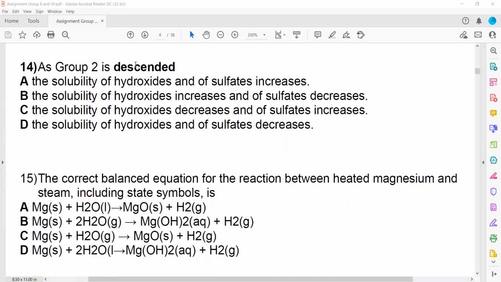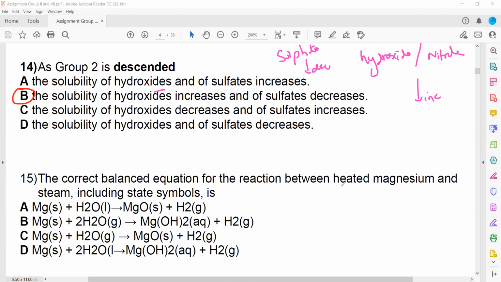Another question, question 14. As we go down group 2, what happens to solubility? Remember, the solubility of hydroxides and nitrate, as we go down, increases. But the solubility of a sulfate, as we go down, decreases. It becomes less soluble. So the solubility of hydroxide increases, whereas sulfate decreases. So that's why B is the right option.